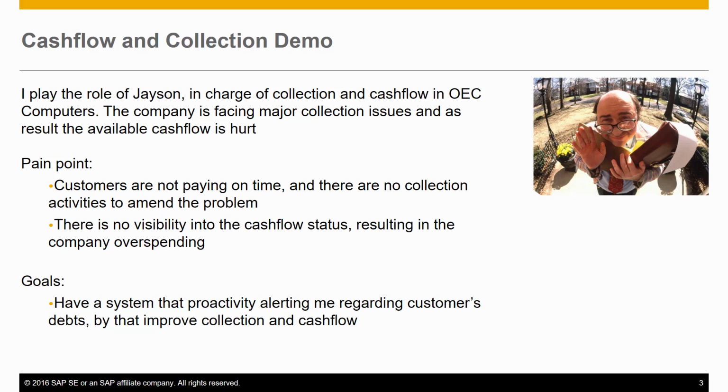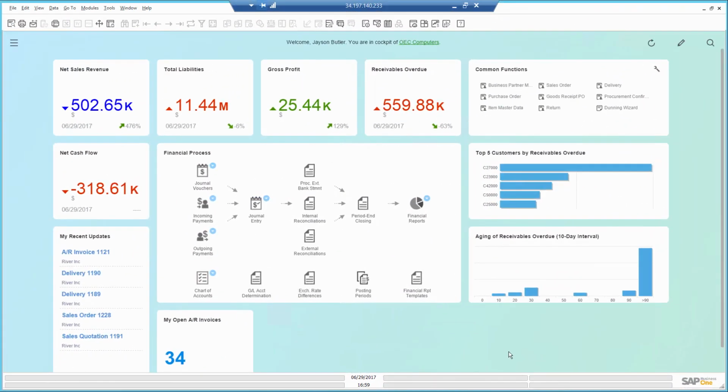The goal is to have a system that proactively alerts me regarding customers' debts, by that improving collection and cash flow. When I log into SAP Business One, I set up the main screen called the cockpit with information around customers' open debts and cash flow. The overdue receivable amount is in the red zone.